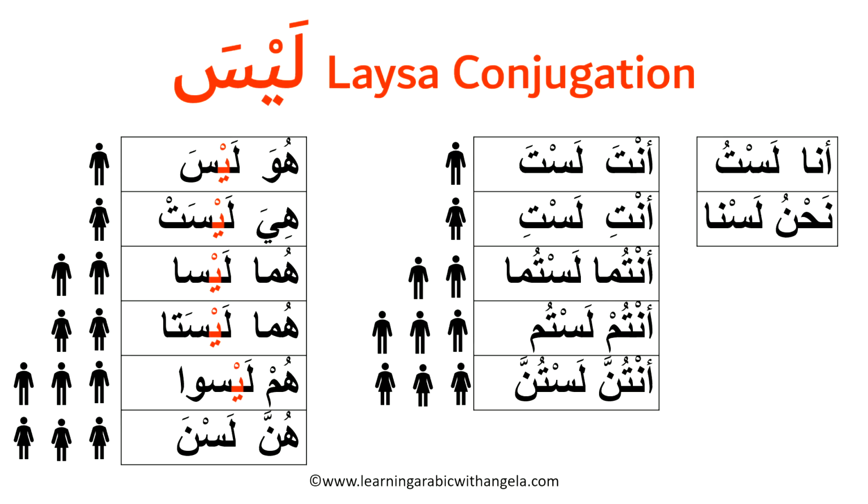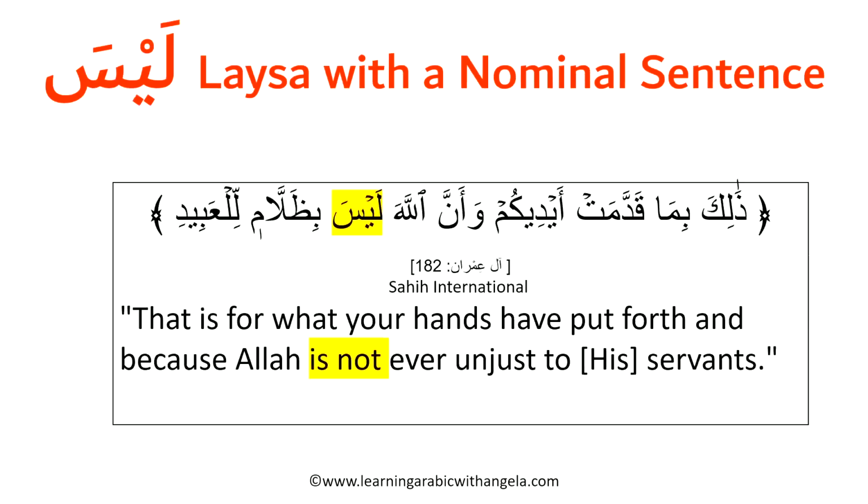Laysa comes only in one shape and form, and that is only in the past tense. Please pay attention. There's no present tense of Laysa, and there's no future tense, and there's no imperative tense. That's why we call it فعل جامد. So it comes only in one shape or one form, and it's an incomplete verb.